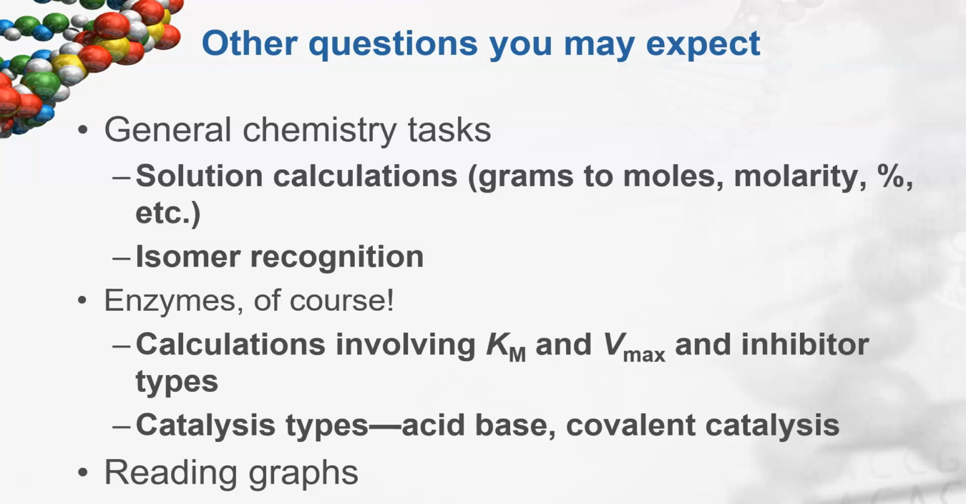Okay, so other questions you might expect, just to wrap up here, from looking at all of the objectives that the ASBMB has for its certification program. Of course, we're going to have some kinds of general chemistry tests. You might be asked to do some kind of solution calculations, grams to moles, molarity, percentage, things like that. You might need to recognize different isomers because that's important in biochemistry as well. And we really didn't talk too much about enzymes. So you might be asked to look at the different types of catalysis or catalytic strategies.